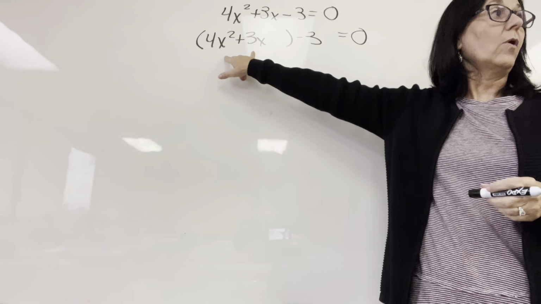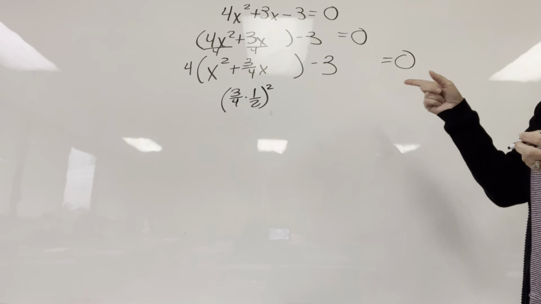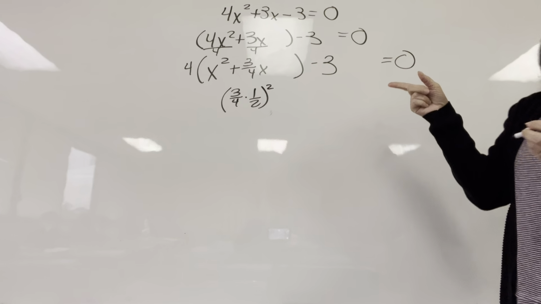All right, what did we do to this b term? We took half of it and squared it, right? Normally we divided by 2 and squared it, but I'm going to say it's 3/4 times a half, because we're taking half of it, right? And then we're squaring it. So that ends up being 3/8 in the parentheses. When we square that, it's 9/64.